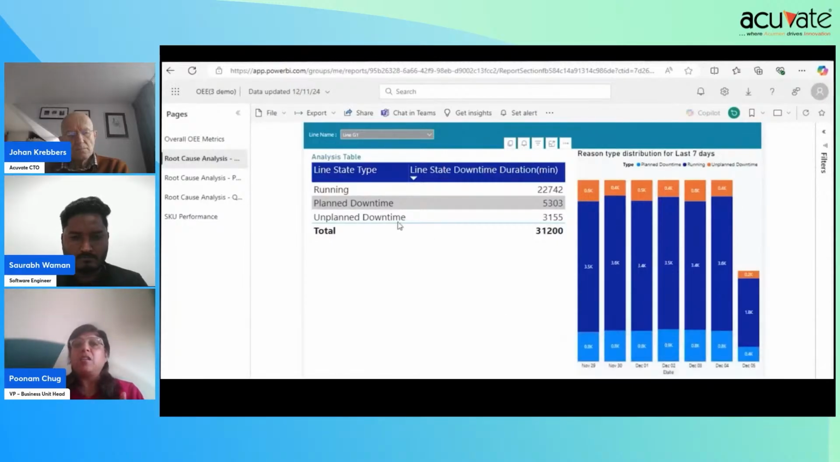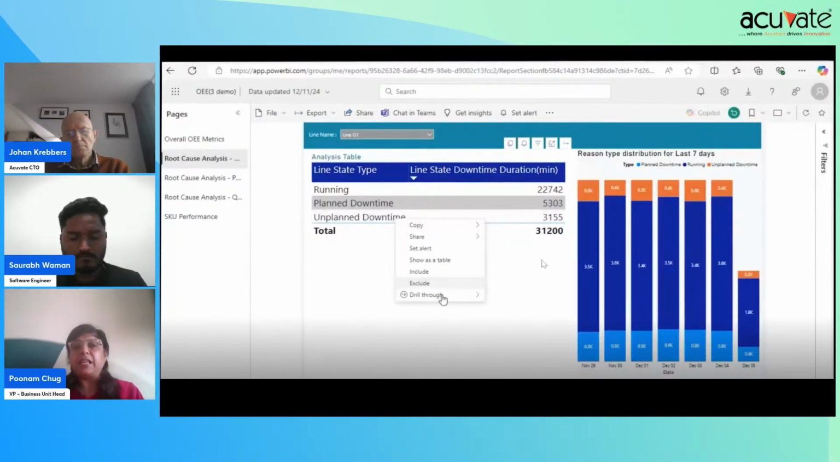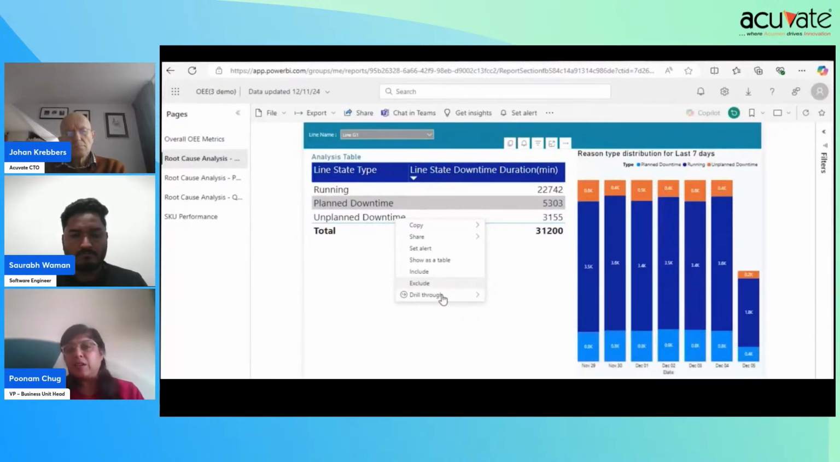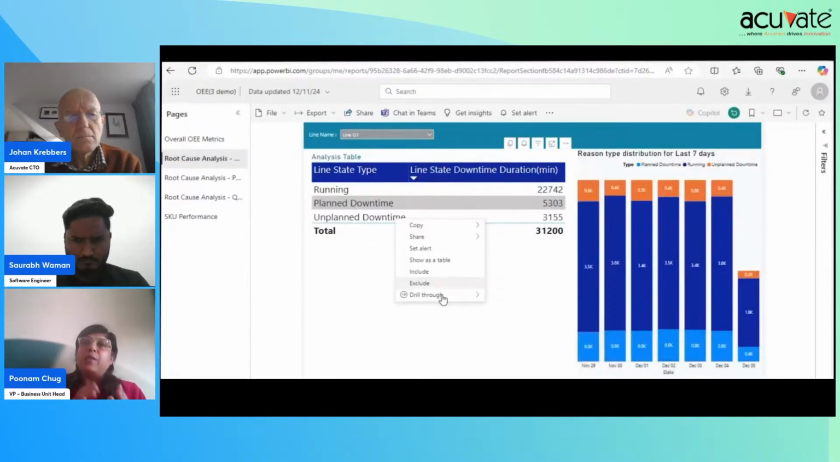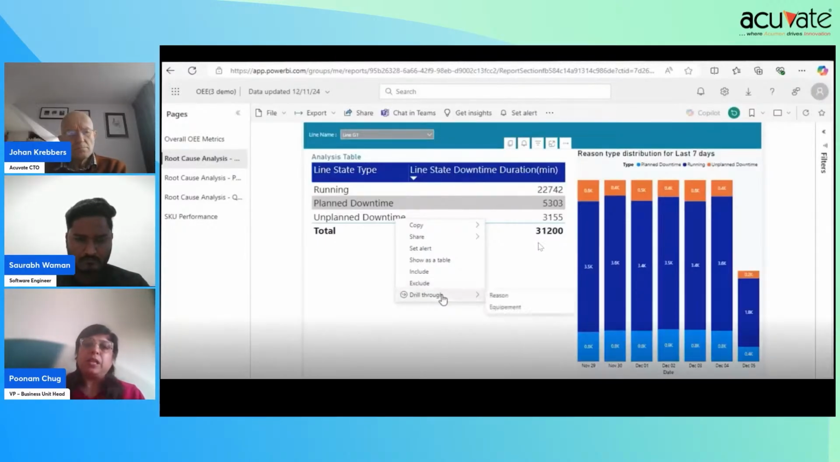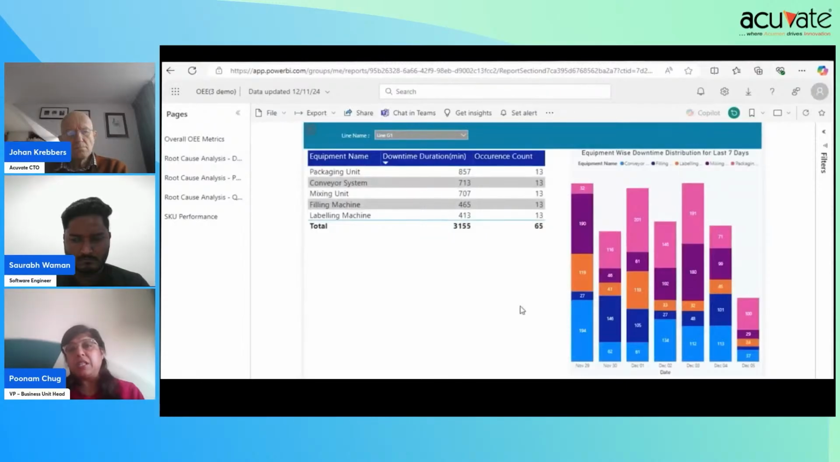For the line in the last 7 days, right? Now I realize that the unplanned downtime is quite high. 3,155 minutes is not good. So I want to understand what was the reason. Now, there I could look at this downtime by reason, or I could look by equipment, which particular equipment was causing the throttling for me, right? So I get into the further drill down by equipment.